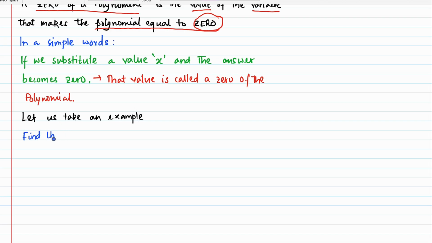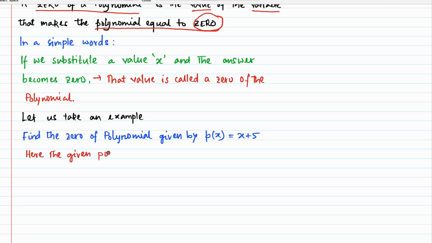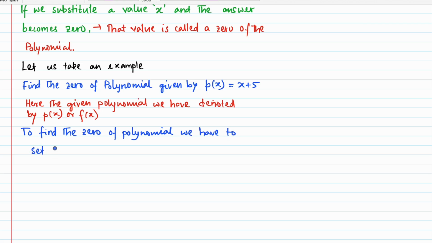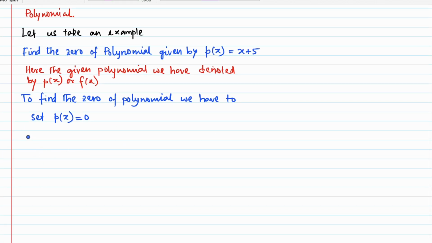So let's take an example to clarify this concept. Find the zero of the polynomial given by p(x) = x + 5. If we use the concept of the polynomial, this is a linear polynomial because the highest degree of x is 1. Here the given polynomial we have denoted by p(x) or f(x), anything, but here we are taking p(x). Now to find the zero of the polynomial, we have to set p(x) equal to 0.